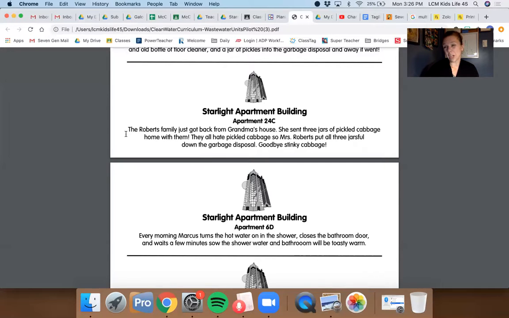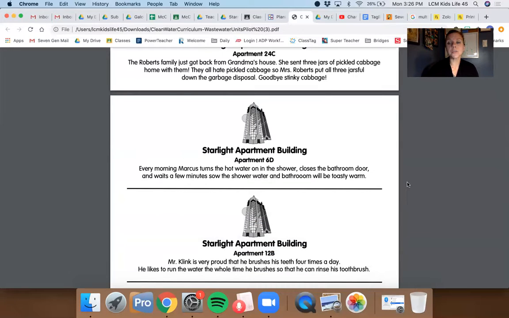Could they have told Grandma that they dislike it so that maybe she doesn't waste her time making it? Could they have found a neighbor or a friend to give it to that wants to have the pickled cabbage? So different things you can think about with that. The very last one we're going to look at is apartment 6D in the Starlight apartment building.